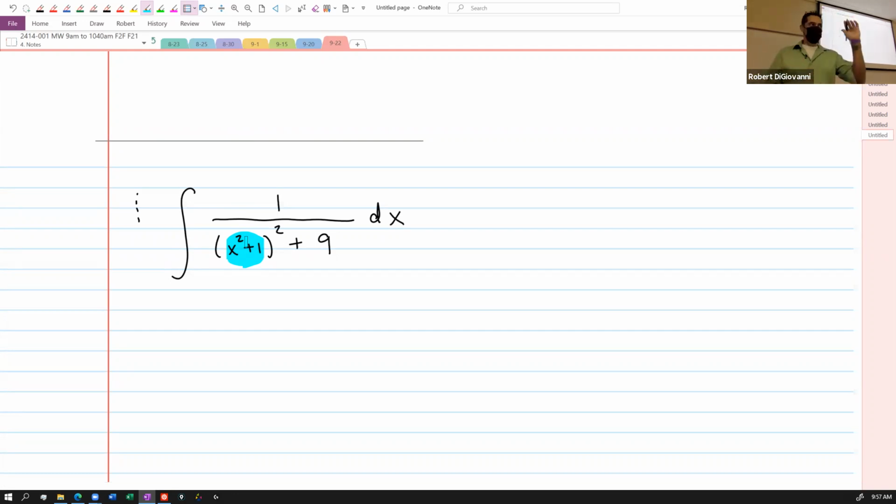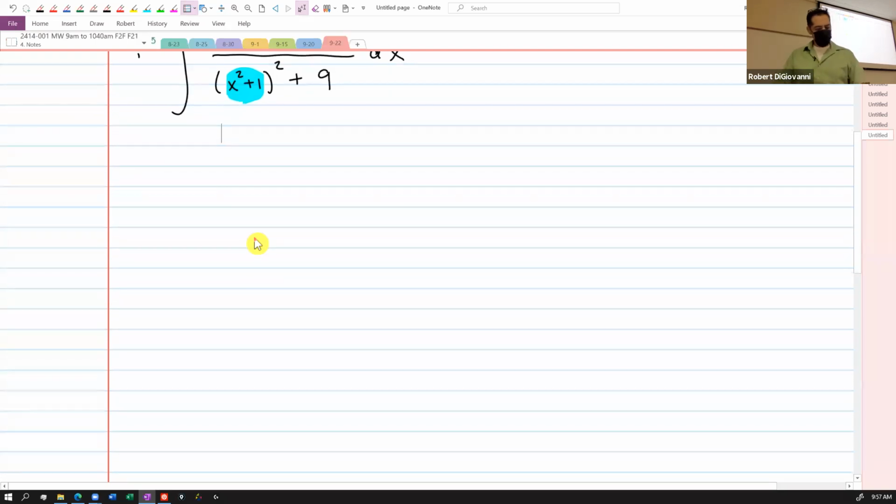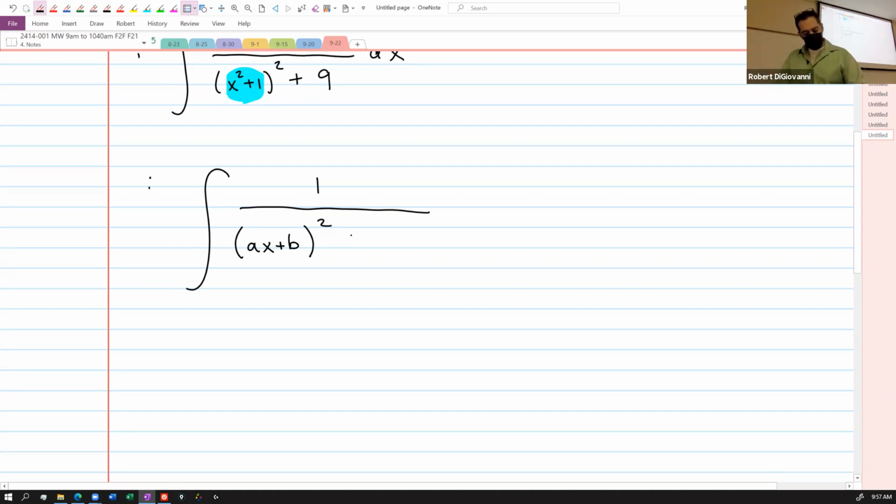So in general, let's see if we can generalize this. If you're working an integral and you have something that's linear, it has to be linear, something like ax plus b, plus, I'm going to have to use a different letter because I'm already using a over here, so how about c squared, little c squared, dx.